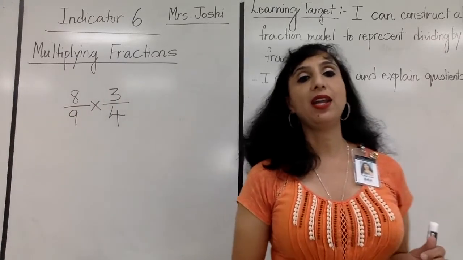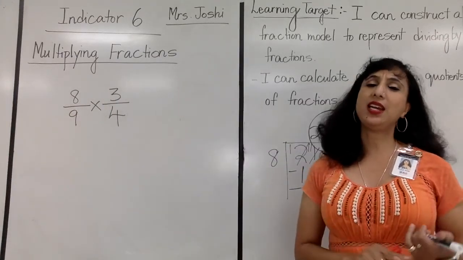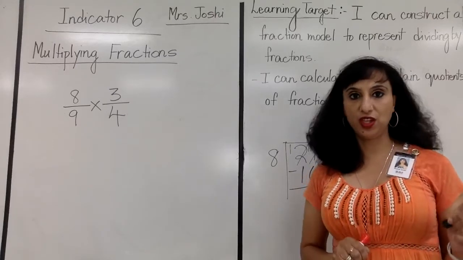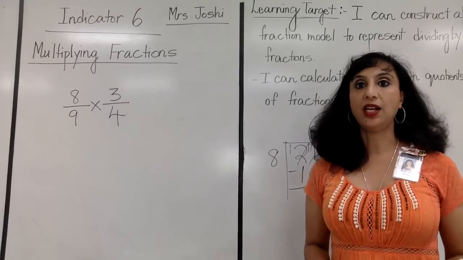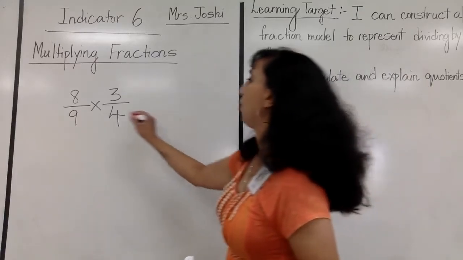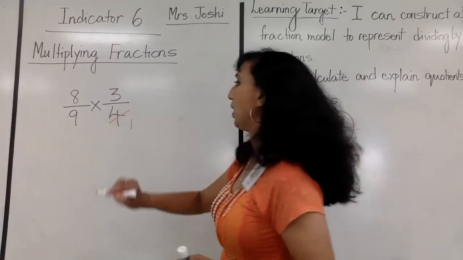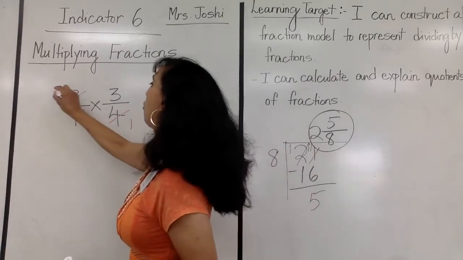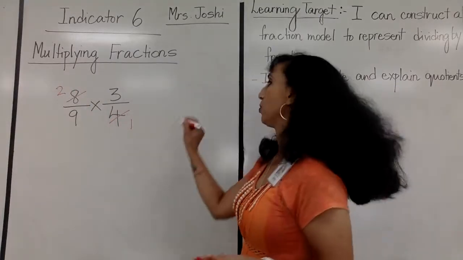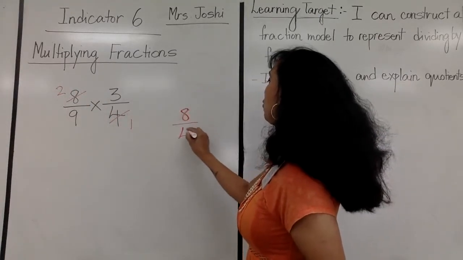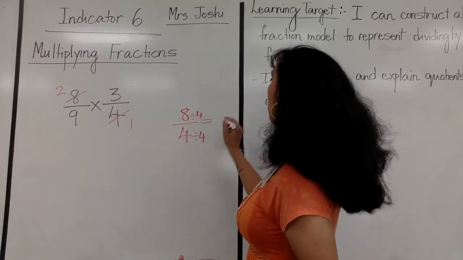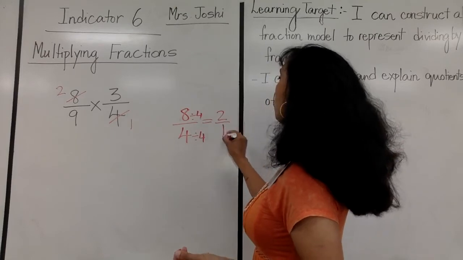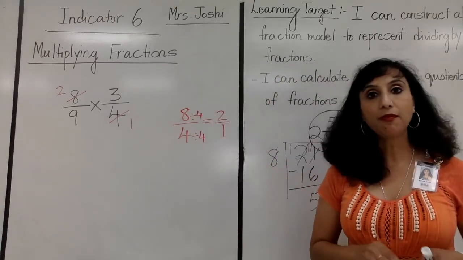Okay, so if I look from top to bottom, 8 and 9 are not divisible with each other. But if I look at that 8 and I look at that 4, I know that 4 divided by 4 is 1 and 8 divided by 4 is 2. So literally this is what I did. I just simplified it right here. And I divided by 4 and I divided by 4 and I got 2 over 1. So that's what I did.